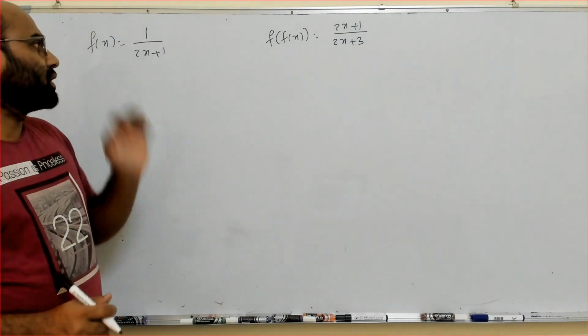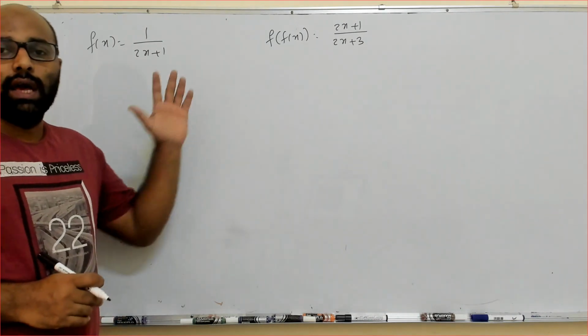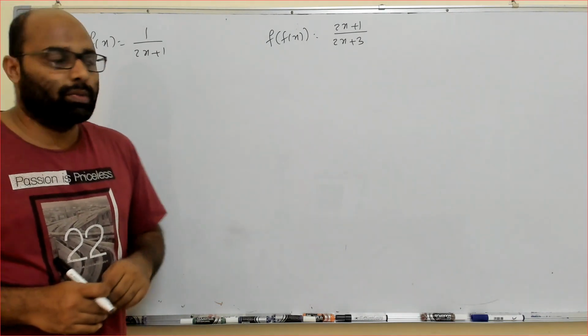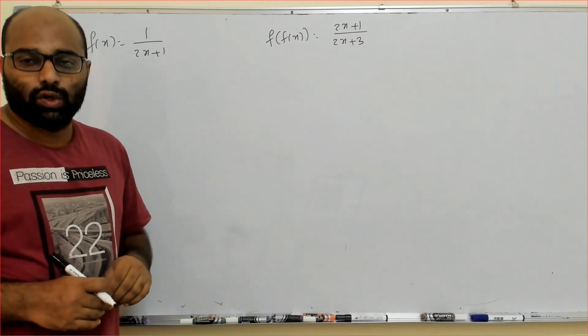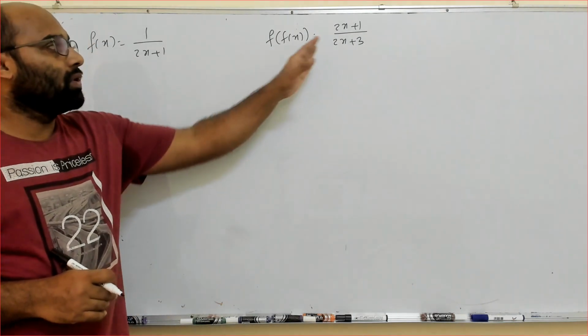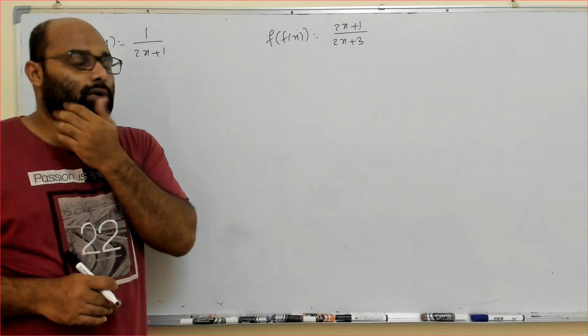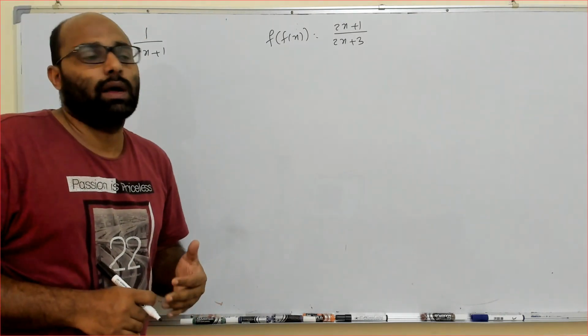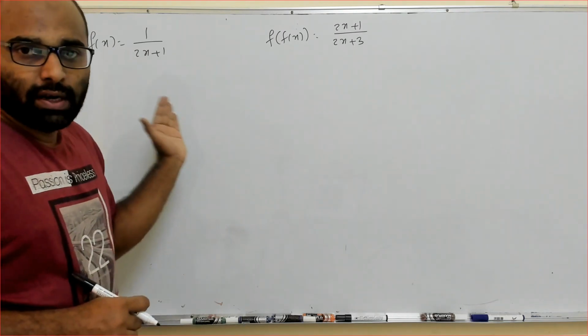If f of x equal to 1 by 2x plus 1, x is not equal to minus 1 by 2. You know what x not equal to minus 1 by 2 means? The denominator should not be 0, the domain part. And we want to prove f of f of x equal to 2x plus 1 by 2x plus 3. The same procedure we can apply. Those who are confident can try.